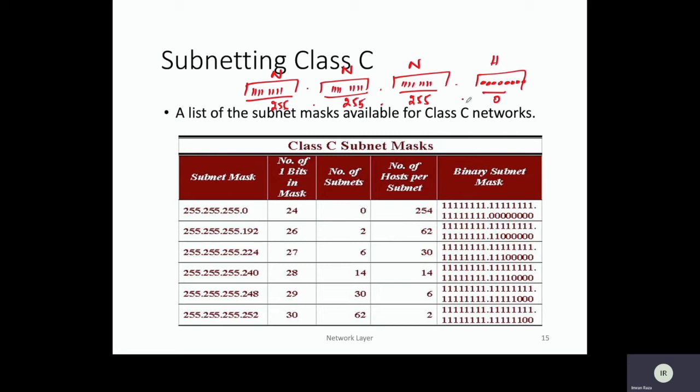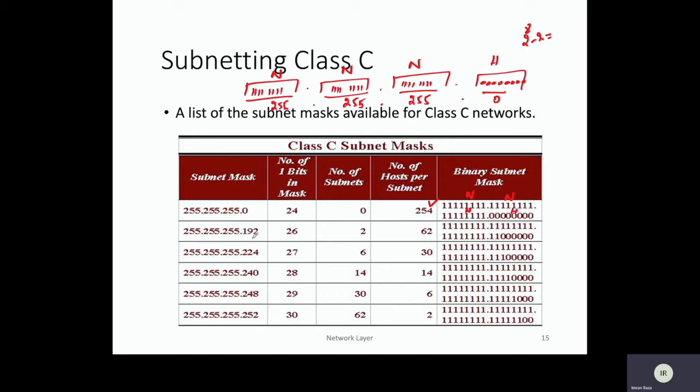How many subnets are created? None. Why? Because we have not borrowed any bits from the host portion. And how many nodes will be there against each IP address of class C? The number of bits in the host portion is 8, so 2 raised to power 8 minus 2, which is 254. And this is the binary arrangement of the default subnet mask. You can clearly see that these octets represent the network part, all the bits are 1, and this octet represents the host portion, all the bits are 0.